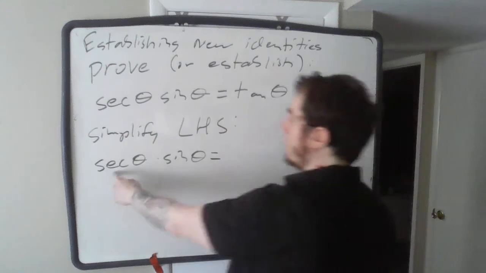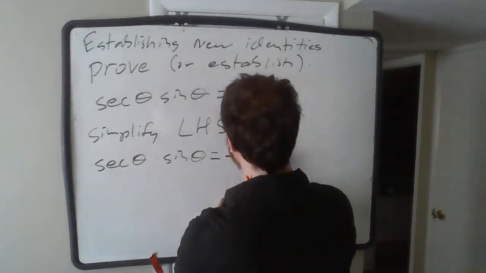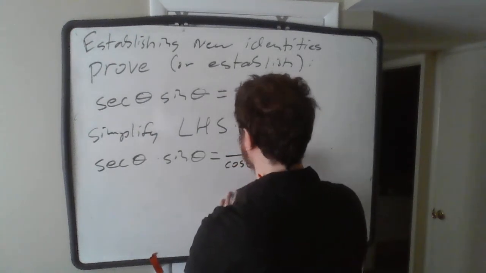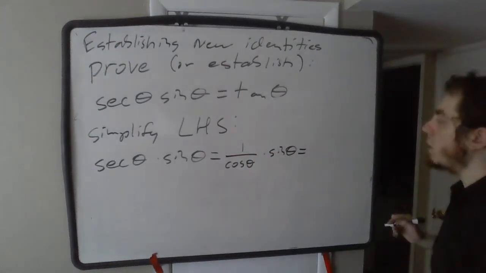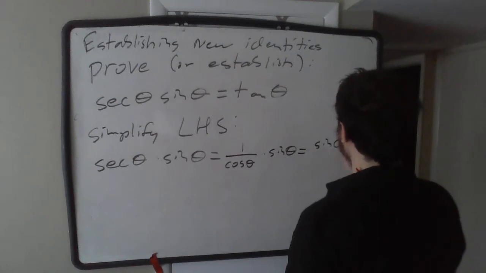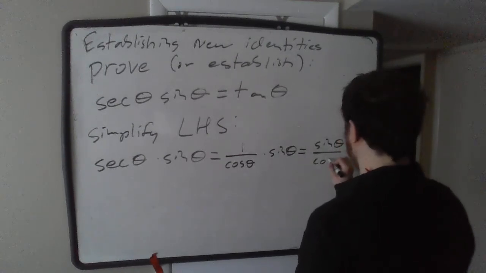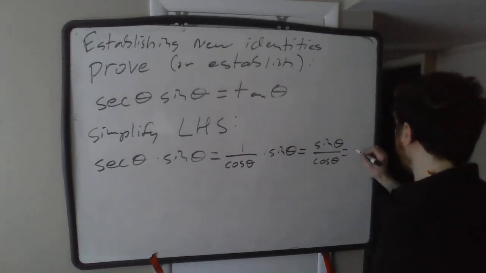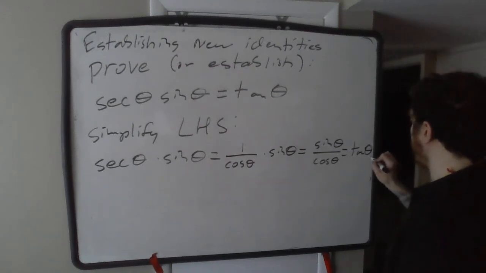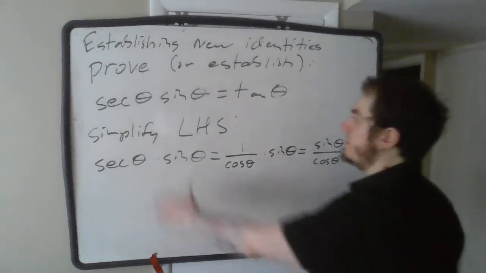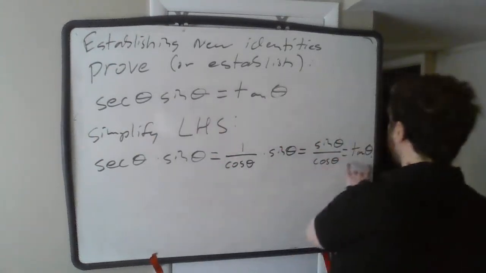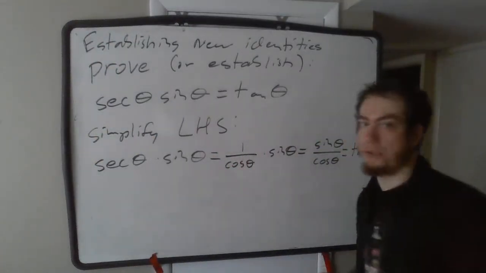So remember, the cos flip, which means that this is actually 1 over cosine theta times sine theta. Well, that is equal to sine theta divided by cosine theta, but by definition, that is just equal to tangent theta. So we have actually established that this left-hand side simplifies to a form that is identical to the right-hand side.